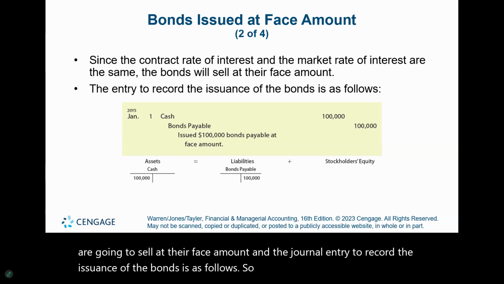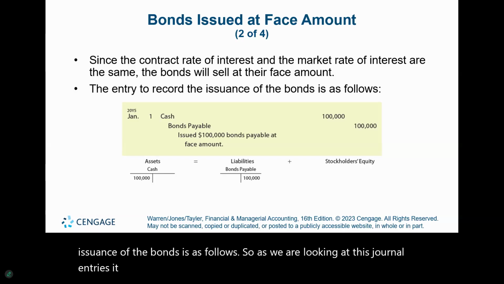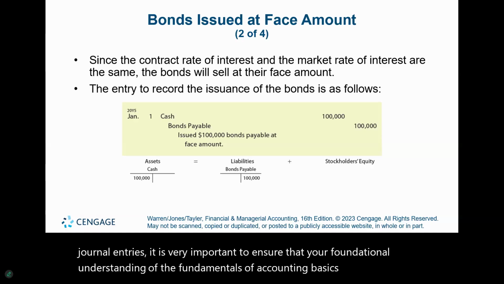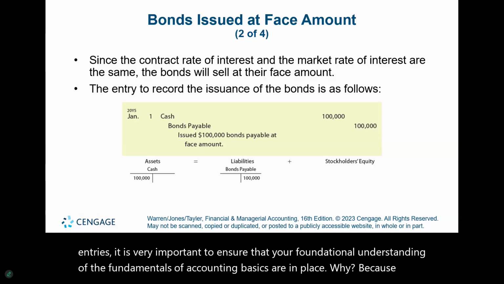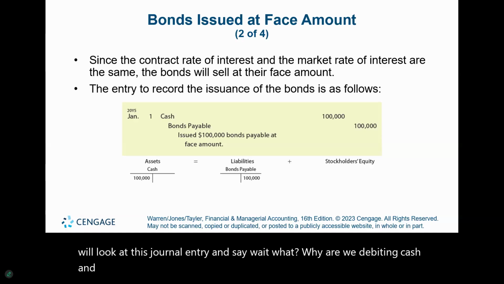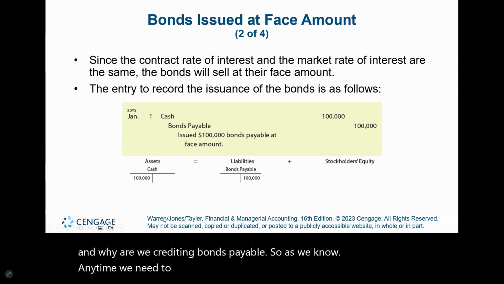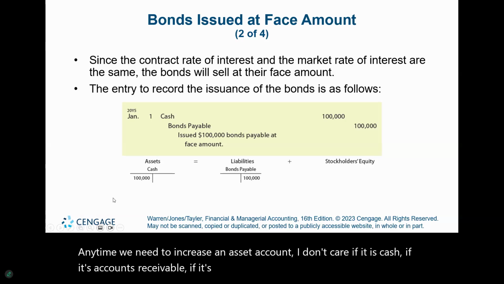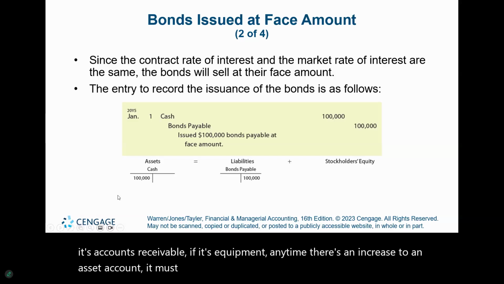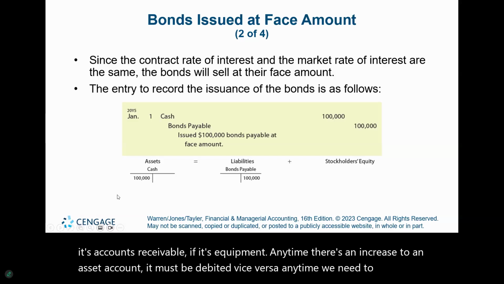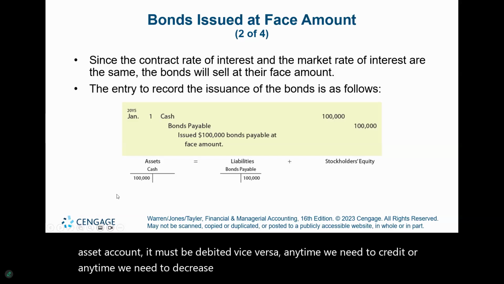So as we are looking at this journal entry, it is very important to ensure that your foundational understanding of the fundamentals of accounting basics are in place. Why? Because you'll look at this journal entry and say, wait, what? Why are we debiting cash? And why are we crediting bonds payable? So as we know, anytime we need to increase an asset account, I don't care if it is cash, accounts receivable, or equipment, anytime there's an increase to an asset account, it must be debited.